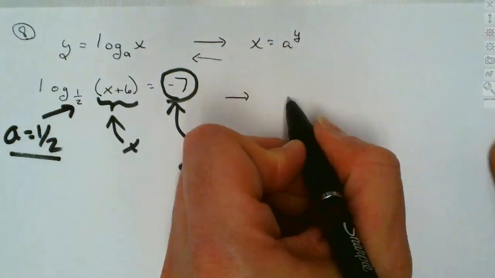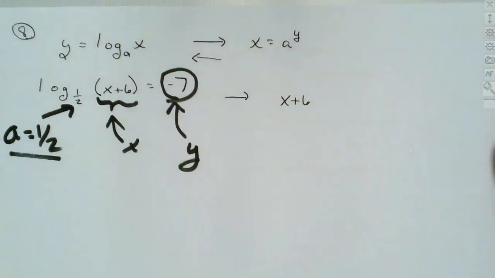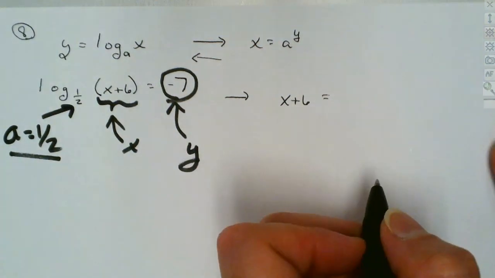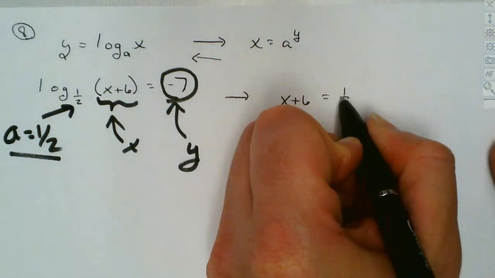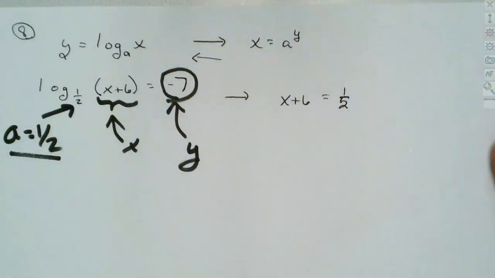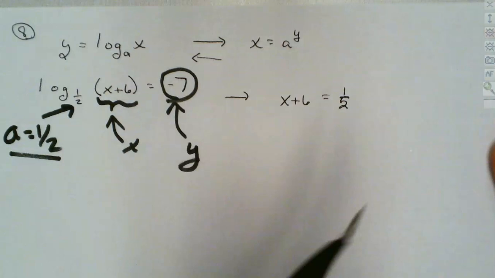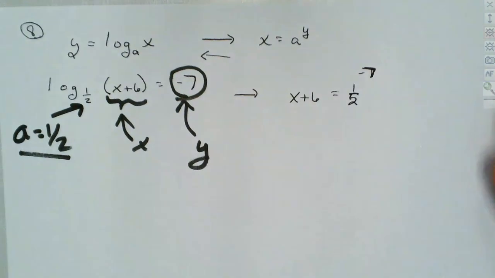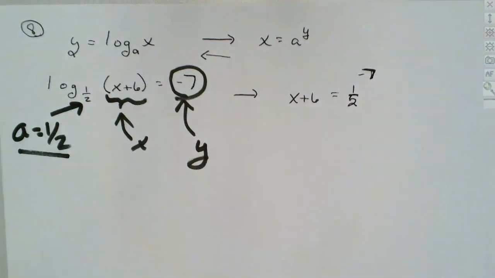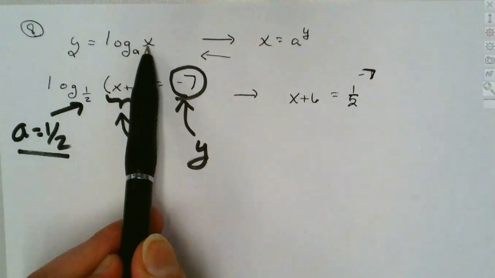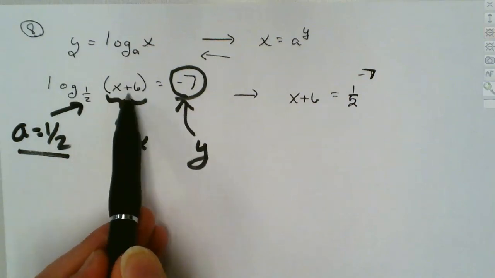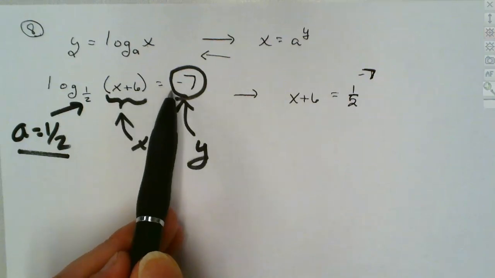So x, which is x plus 6, equals a, which is a half, and what are we going to have to do to that? We're going to have to take it to the negative 7th power. So is everyone okay with how we converted it? Right, so there's our formula: y equals log base a of x. Make sure everything is written out correctly, and it is. We've got everything labeled right.